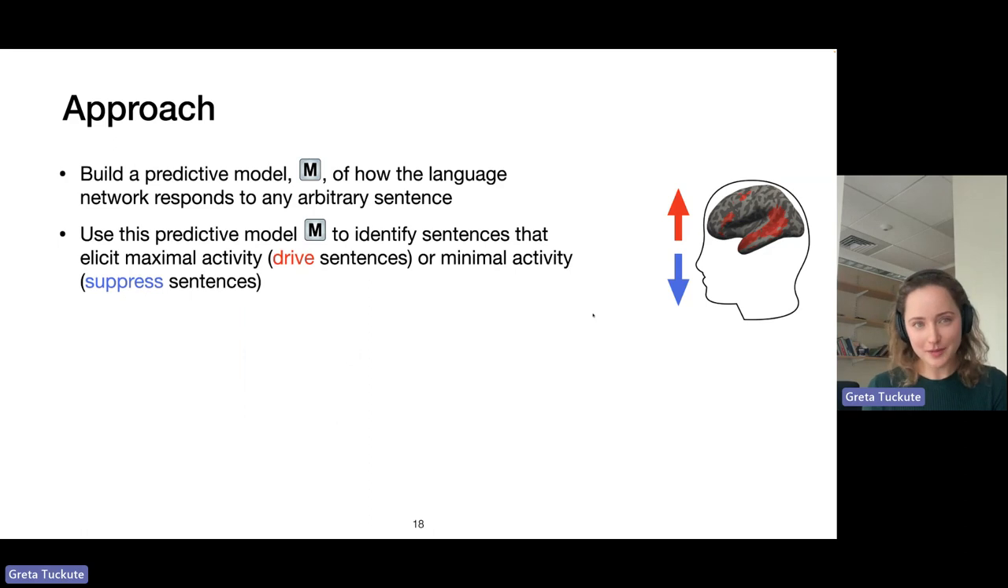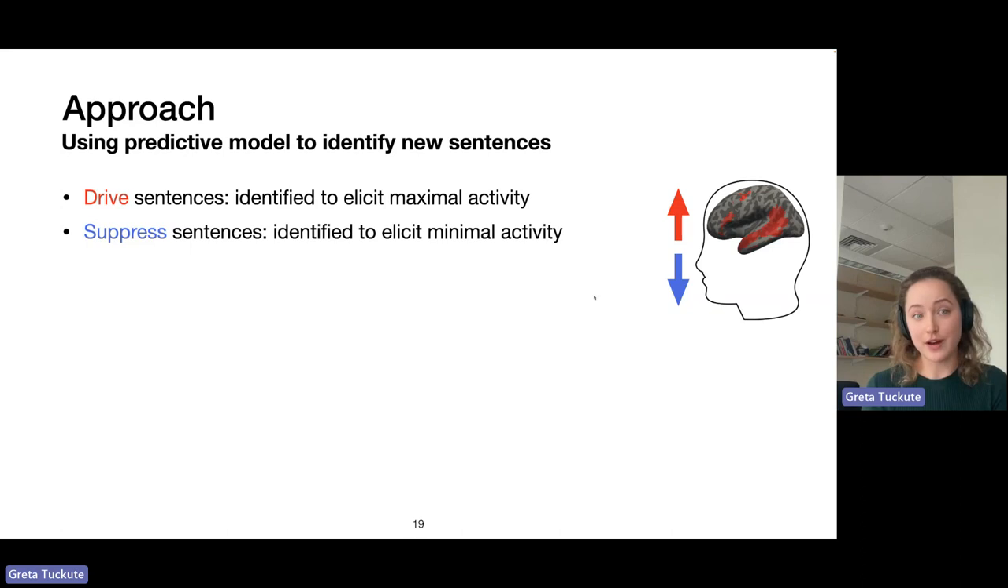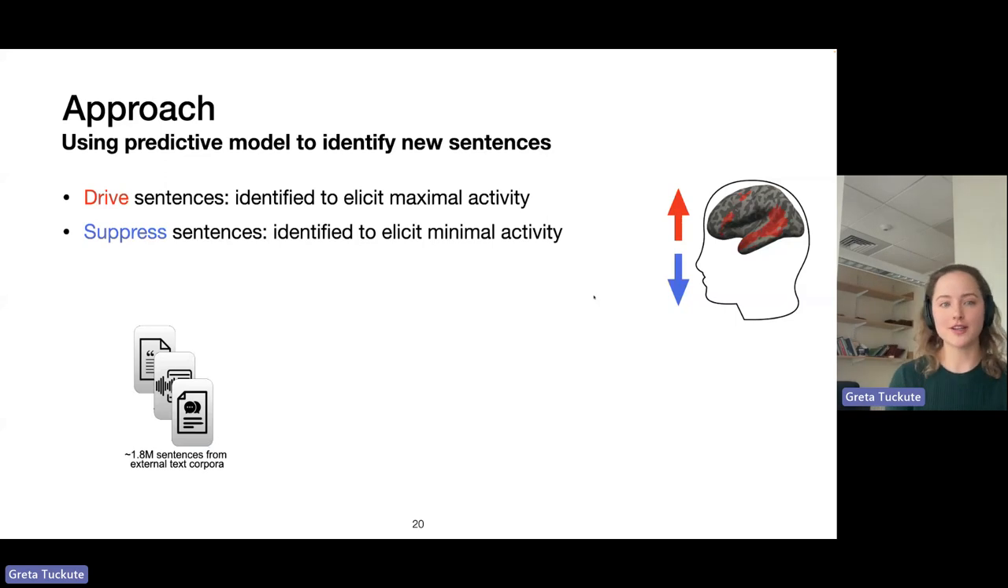Now let me move on to the second part of the approach, which is that we want to leverage this predictive model to identify these sentences that we hope will elicit strong or low activity in the language network. So now we want to identify the sentences, the drive or the suppressed sentences. And we do that by looking across many, many sentences, in this case, 1.8 million sentences that are extracted from various text corpora.